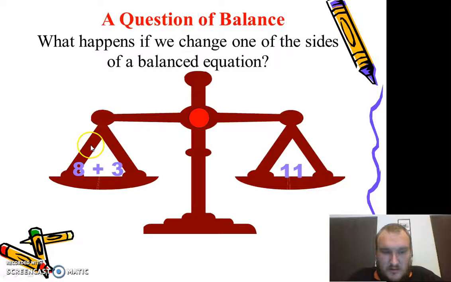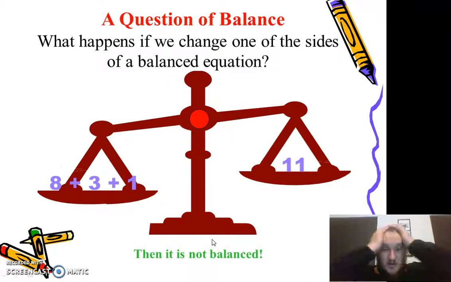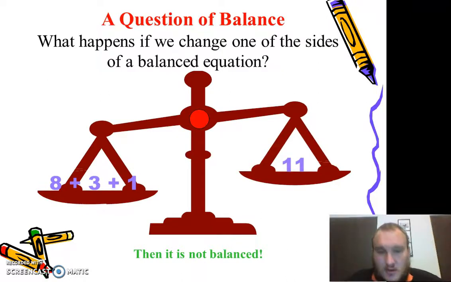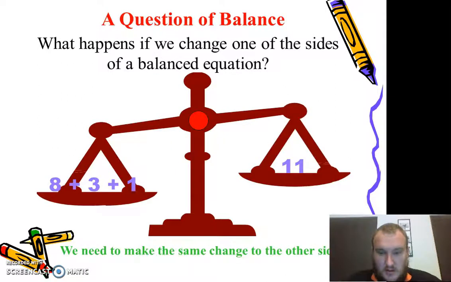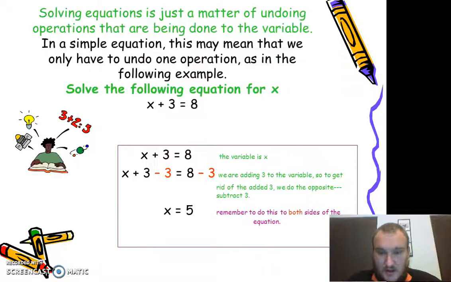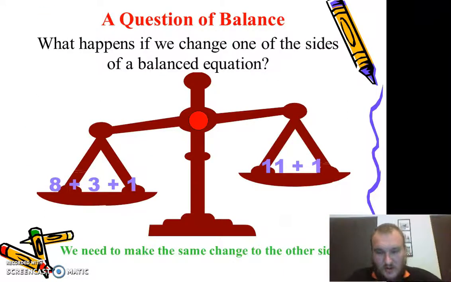So we've got 8 plus 3 over here and 11 over here. 8 plus 3 does equal 11. Well, let's just say we add 1 to this side. All of a sudden, it's not balanced anymore. So what do we have to do? We have to add 1 to the other side. There we go, it's added to the other side. And it should even out, but the animation didn't work.